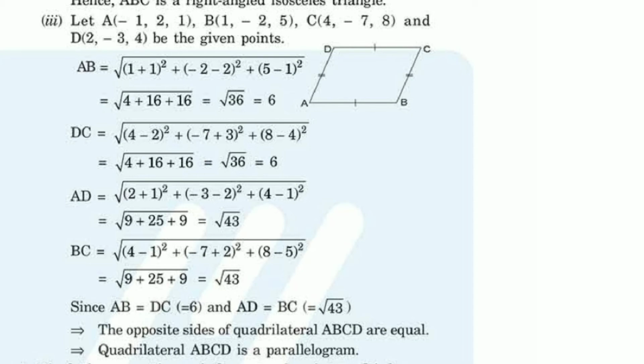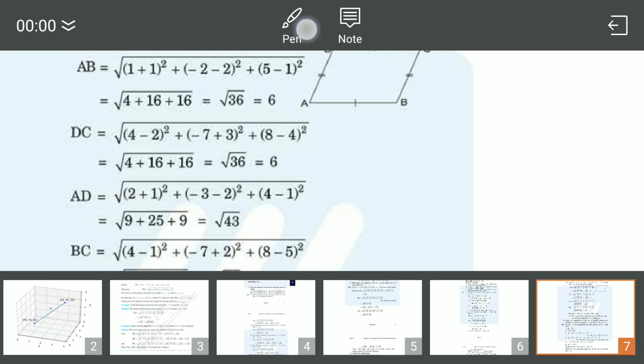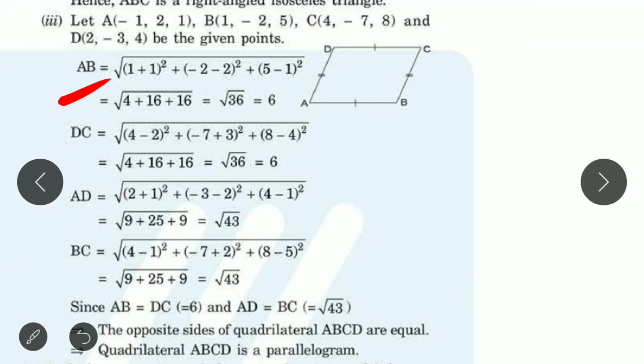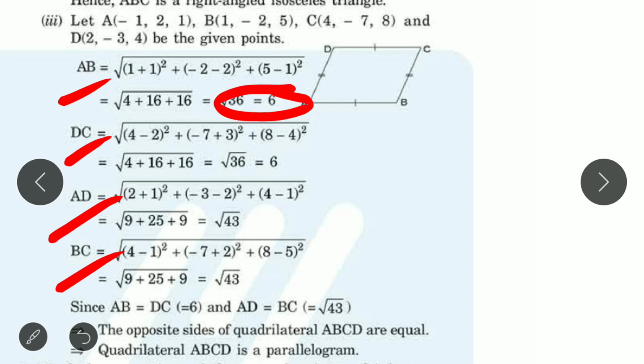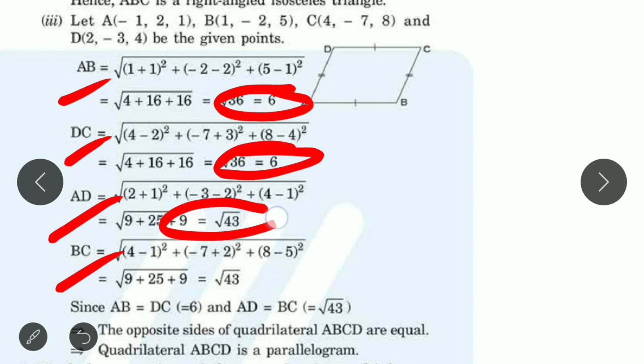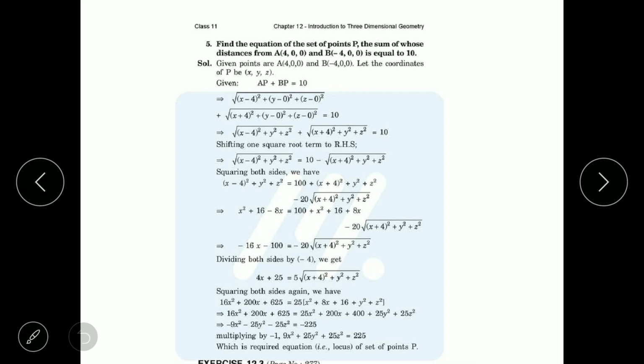AB, then opposite to AB is which one? DC. Then AD, opposite to AD is which one? BC. Okay, you can see. First we calculate AB, then we calculate DC, the opposite side. Next, the third side AD, opposite to AD is the side BC. Now we observe that opposite sides are equal, 6. So AB is equal to DC. At the same time, we observe that AD and BC are also equal. So opposite sides are equal, hence we shall conclude that it is a parallelogram. So this was question number 3.